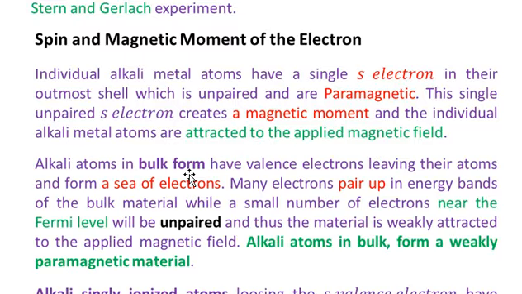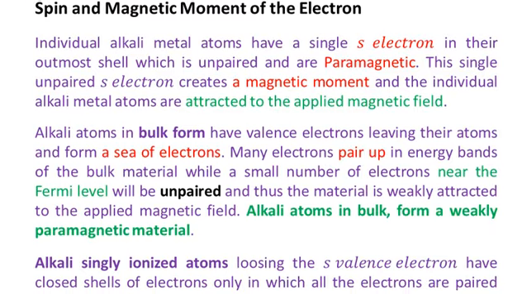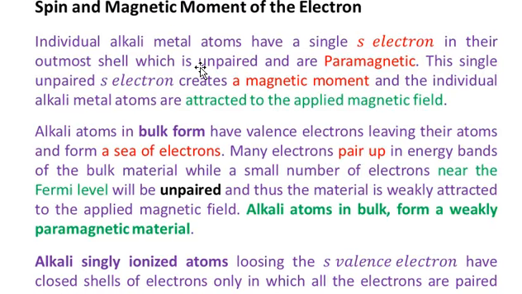Alkali metal atoms in bulk form. Now you see that here I am talking about bulk form, not the individual alkali metal atoms of the previous paragraph. In bulk form, the valence electrons leave their atoms and form a sea of electrons. The s electron is present in each of the alkali metal atoms, so when you have a bulk sample, some of these s electrons may leave their atoms and form a sea of electrons.